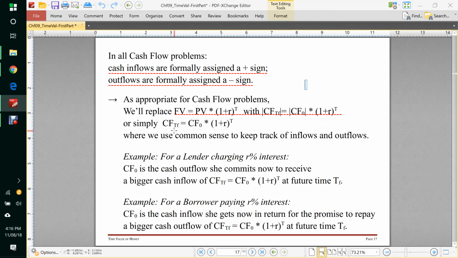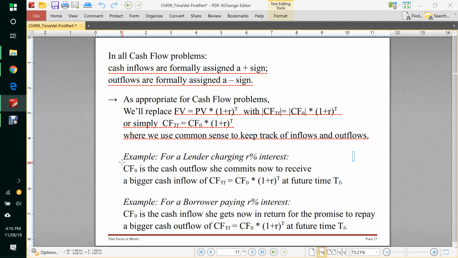And because everything's so simple here, we're working with two cash flow projects, I'm just going to drop the absolute value sign here, and I'm going to say we have to use our common sense to keep track of inflows and outflows. We'll see how this works very quickly here.